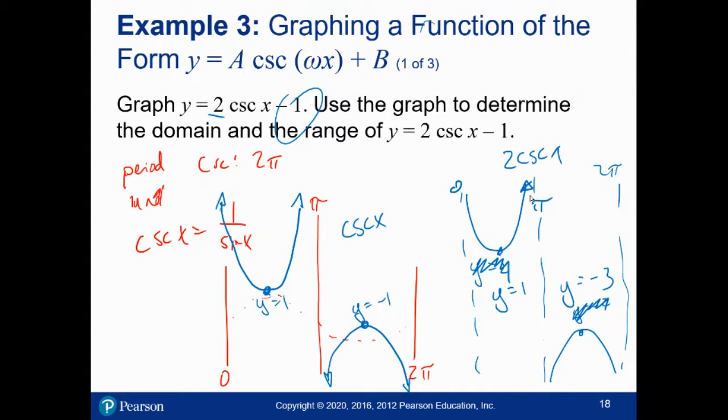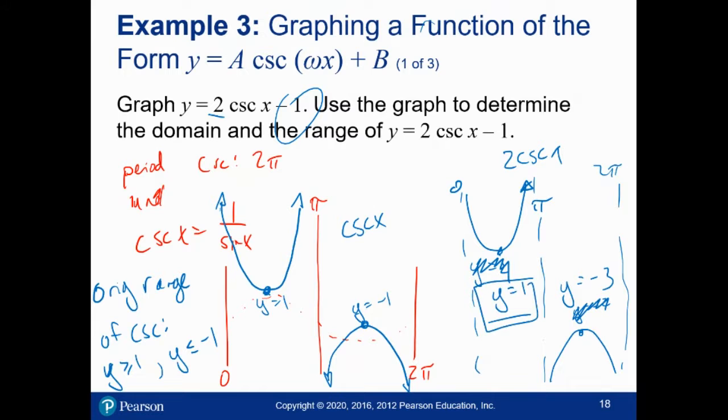The range, however, did change. The original range of cosecant was everything bigger than or equal to 1 or less than or equal to -1. But notice we've changed this. We can still get out everything bigger than or equal to 1 or less than or equal to -3.